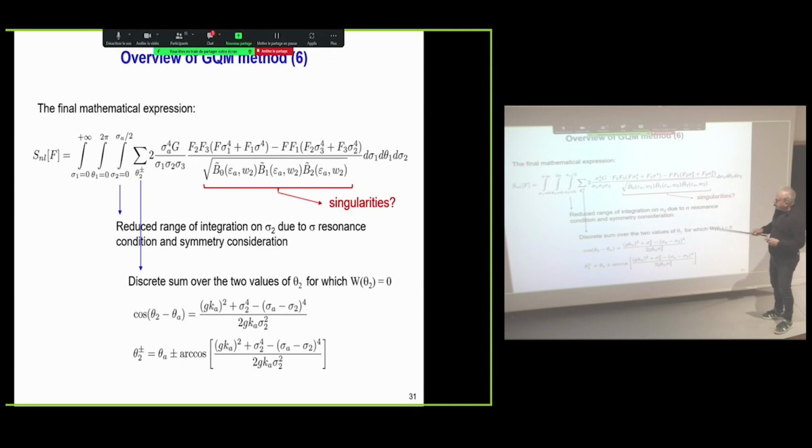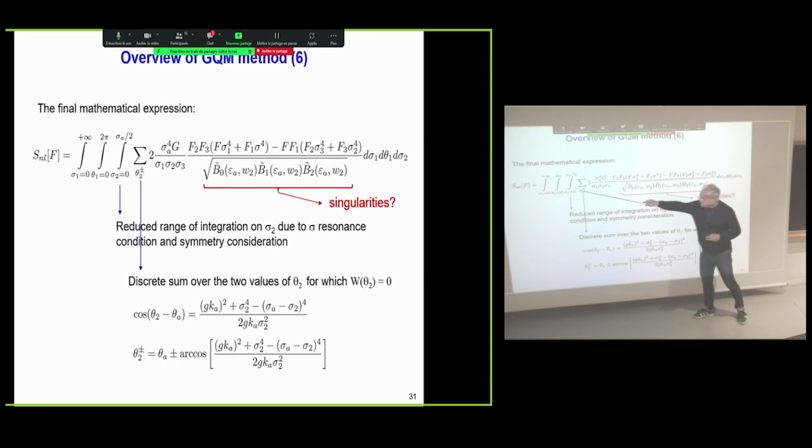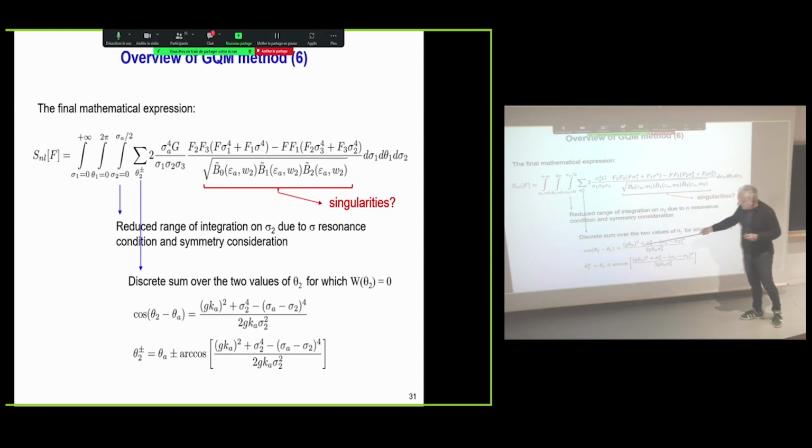So, as I said, this is the point where we are now. We have this expression to evaluate numerically, with the S term, which may have a singularity. Now we can see we have the threefold integral with a reduced range of integration for sigma 2, from 0 to sigma A divided by 2. And these are the 2 expressions of the direction of component 2, which are associated with this discrete sum here.